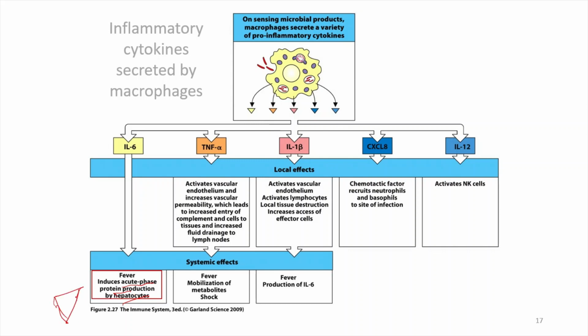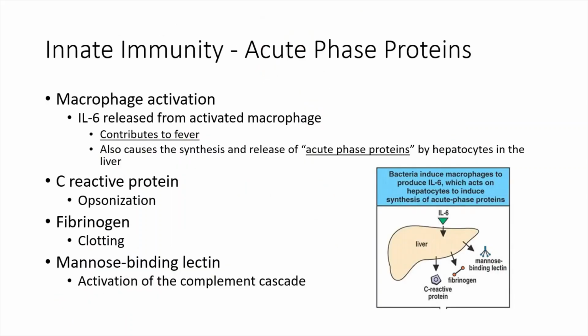I always draw a triangle for liver. Other factors are all important too. I won't read them directly off the slide, but that's something you don't want to miss: TNF alpha, IL-1 beta, CXCL8, and interleukin 12. All these are very important things to remember for this particular topic. Notice I say topic, not exam.